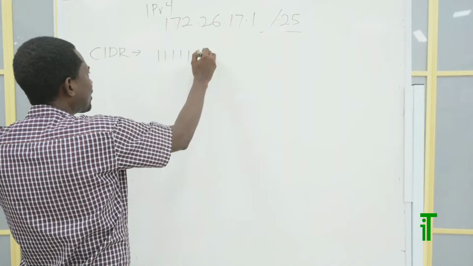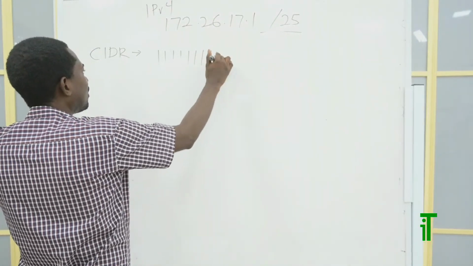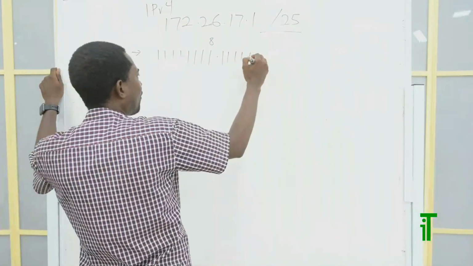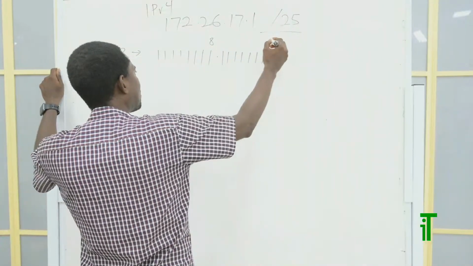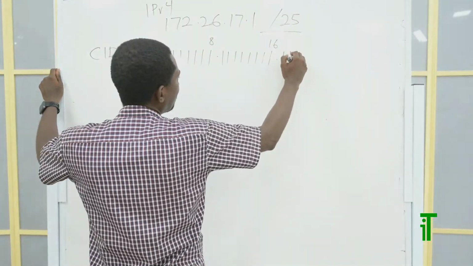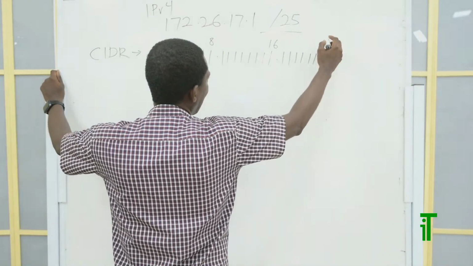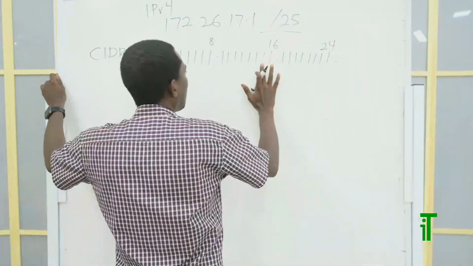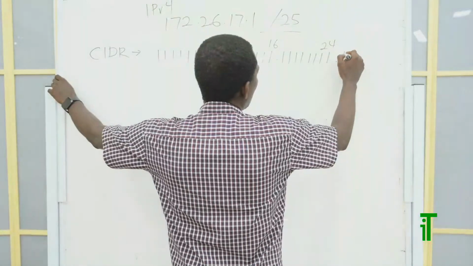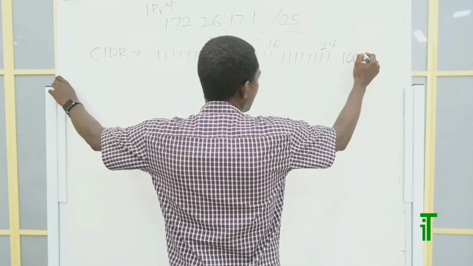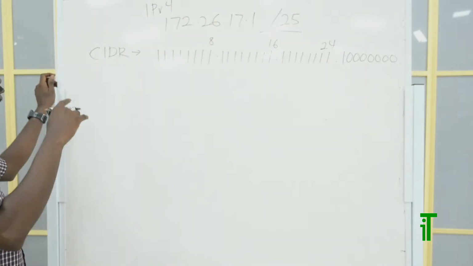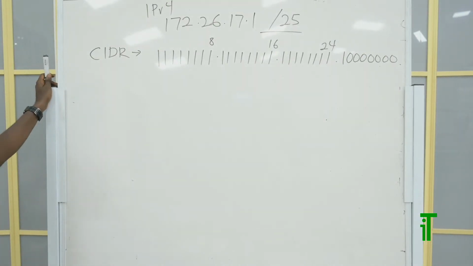1, 2, 3, 4, 5, 6, 7, 8. That's the first octet. That's 8 bits. Then the next octet, 1, 2, 3, 4, 5, 6, 7, 8. That adds up to make 16. Then we have 1, 2, 3, 4, 5, 6, 7, 8. That adds up to make 24. Then we need one more here. Then the rest 0, 0, 0, 0, 0, 0, 0. So that makes it 32. So in all, an IPv4 address is supposed to be 32 bits.